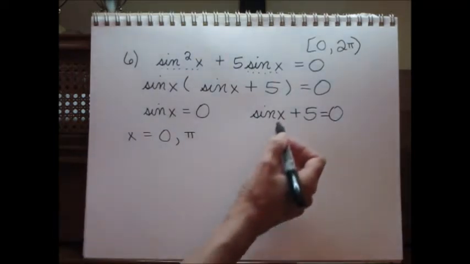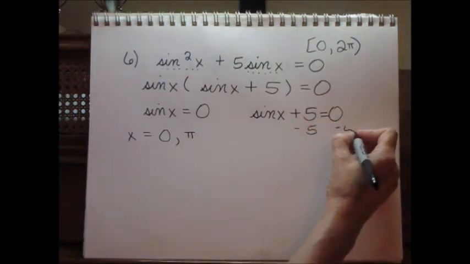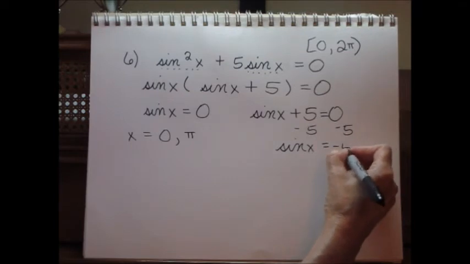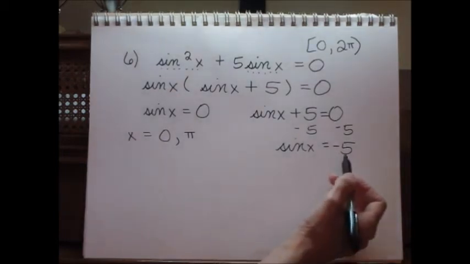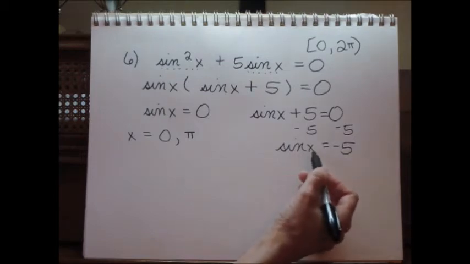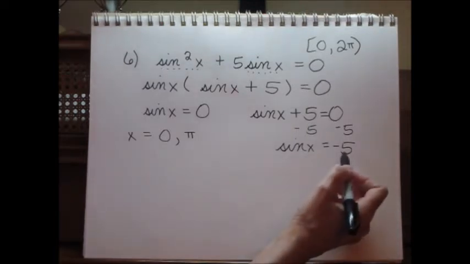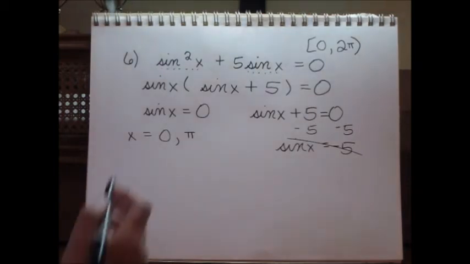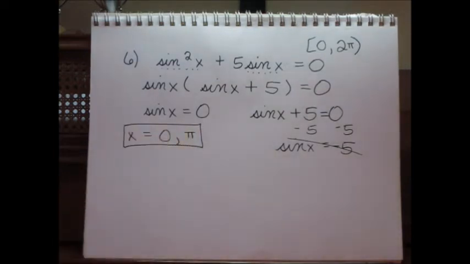Now my second equation, let's solve this for sine x. So I'm going to subtract 5, which gives me sine of x equals negative 5. Is there any angle that has a sine of negative 5? No. Again, negative 5 is too small because sine of x or cosine of x can only be from negative 1 to positive 1. Negative 5 is definitely too small. That one's going to give me no solution for that part. So the two solutions for this equation are just 0 and pi.